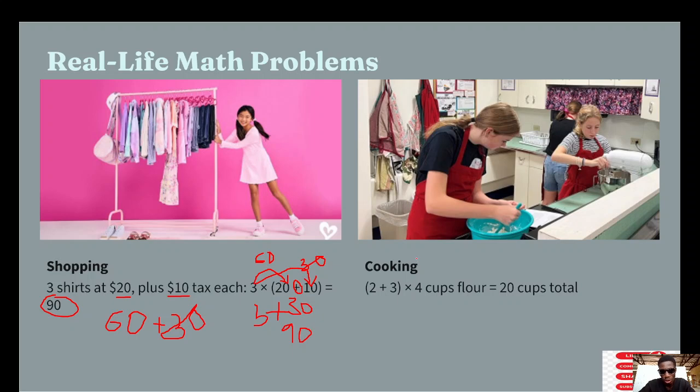even in the kitchen, okay? When you are cooking, maybe you have 2 plus 3 times 4 cups of flour equals 20 cups total. So what it means is that if you are to add 4 cups of flour, maybe twice, and then another thrice, this is how you're going to represent this in a mathematical language.